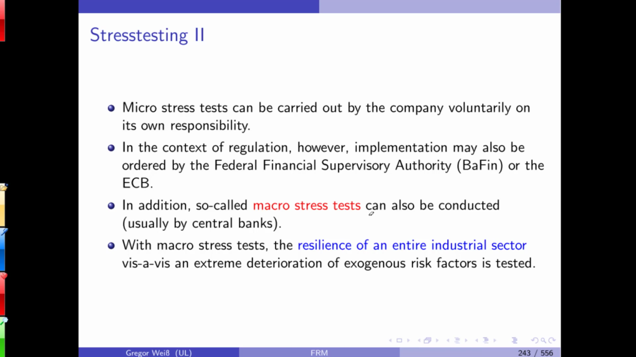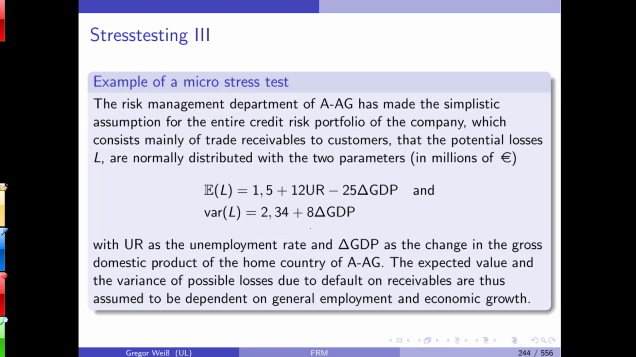This is usually conducted by central banks or by financial supervisors, and you intend to test the resilience of the whole sector or the whole economy in case exogenous risk factors are adversely affected. Very simple example of a micro stress test.